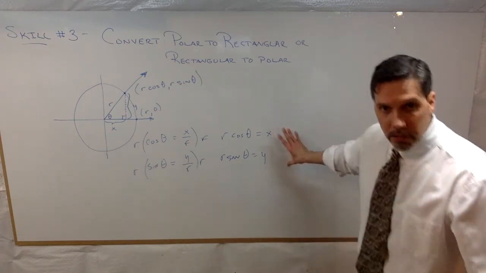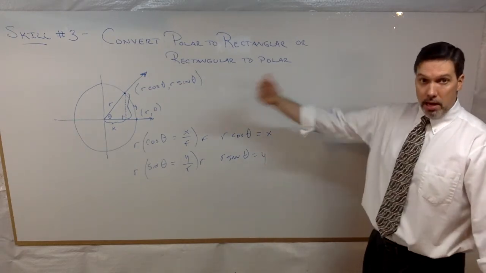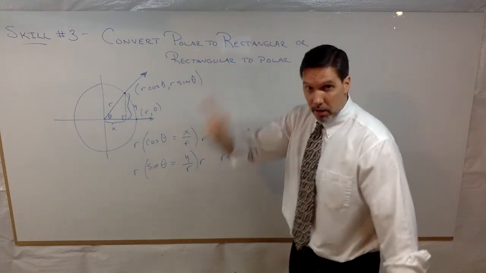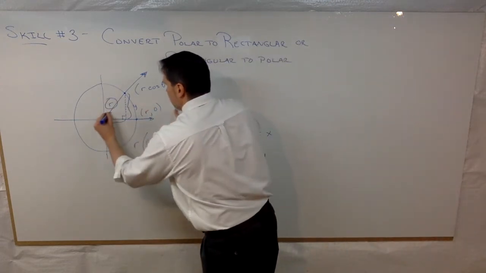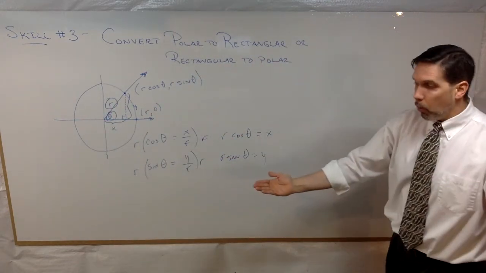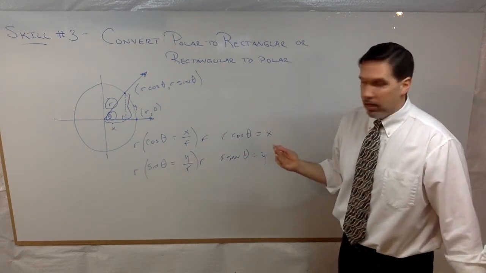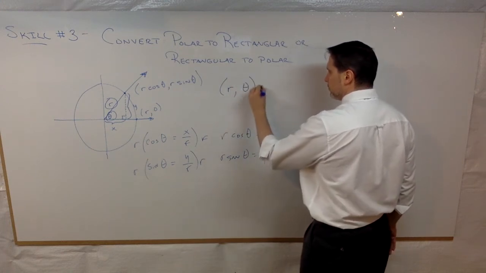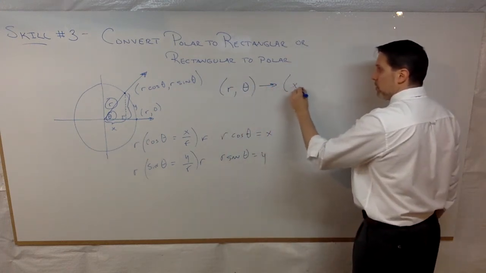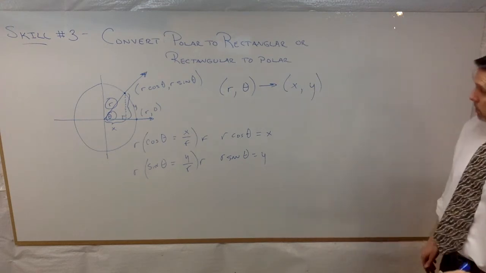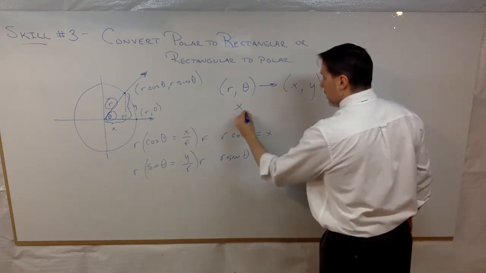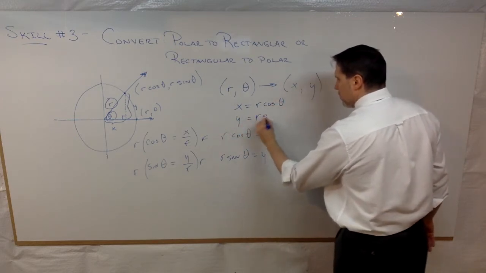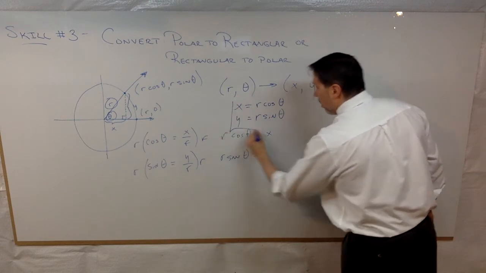We mentioned this a long time ago, but it still holds true, and it's actually the way we convert from a polar coordinate, given an r and a theta, to a rectangular coordinate, an x and a y. So how do you go from polar to rectangular? Well, you simply say your x coordinate is r times the cosine of theta. Your y coordinate is r times the sine of theta. And that's all there is to it.